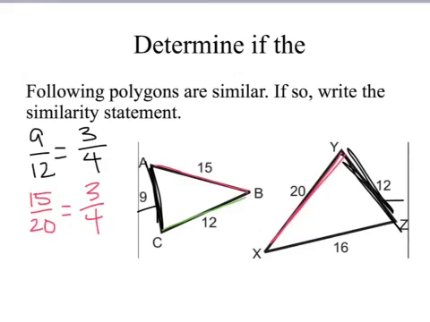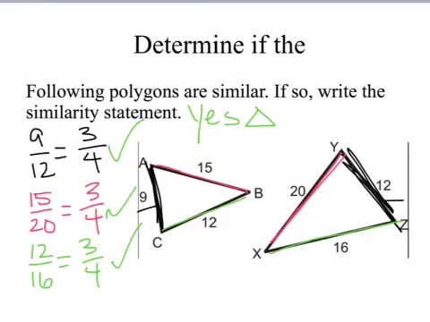We want to see if it works for the last pair. 12 out of 16 simplifies to 3 out of 4. Since the scale factor is the same for all of them, they are similar.